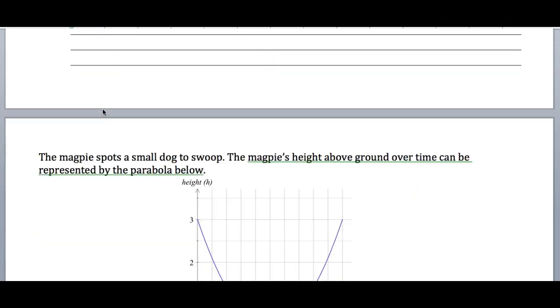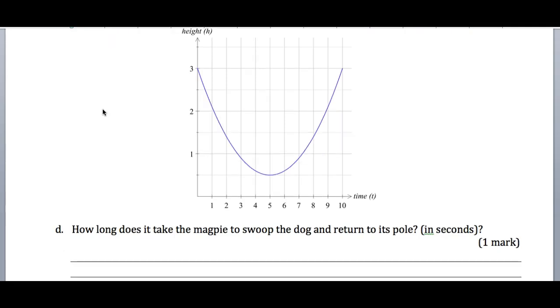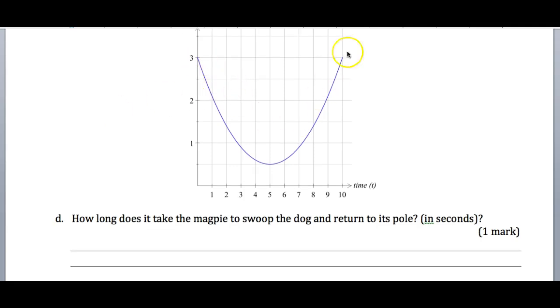The magpie spots a small dog to swoop. The magpie's height above ground over time can be represented by the parabola below. Okay, so very similar to before. How long does it take the magpie to swoop the dog and return to its pole? Okay, so this time it's taken 10 seconds. Okay, so it started there. There's the dog, back to the pole.